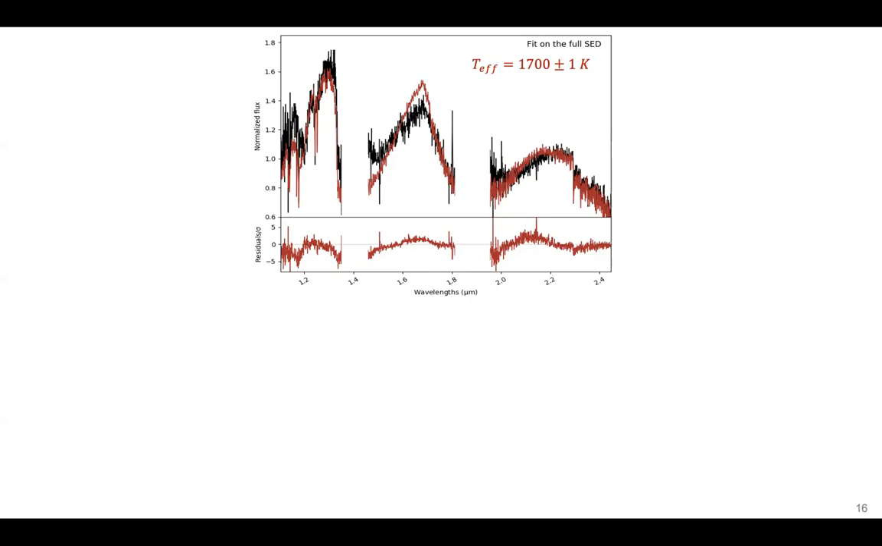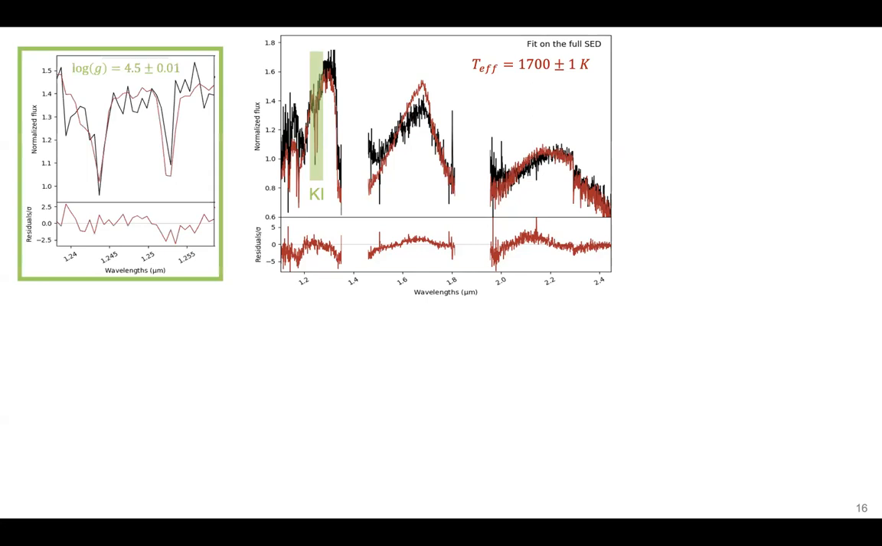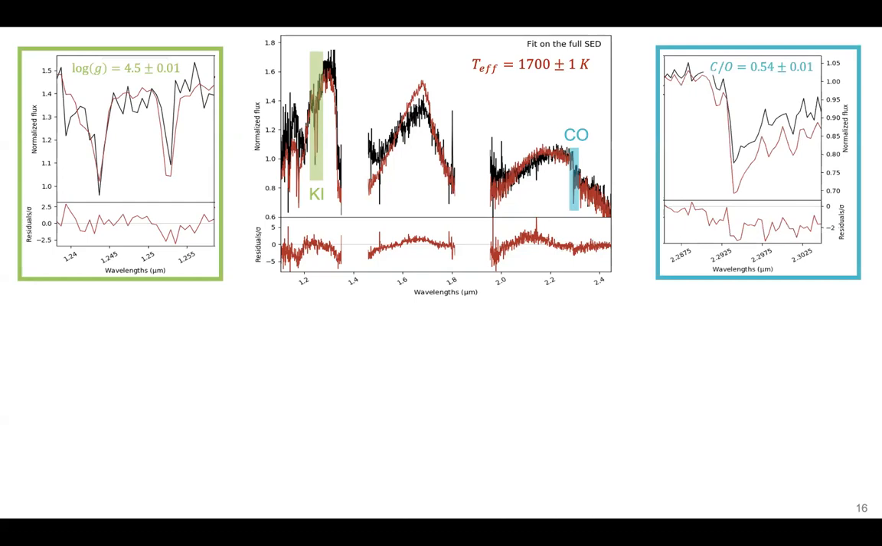having this temperature. And since the potassium lines are good for estimating the gravity of the system, here I put the gravity value. And since the CO band heads are good for estimating the C/O ratio, then here I put the C/O value for this model. So we're looking at the first model, the model on all the bands.